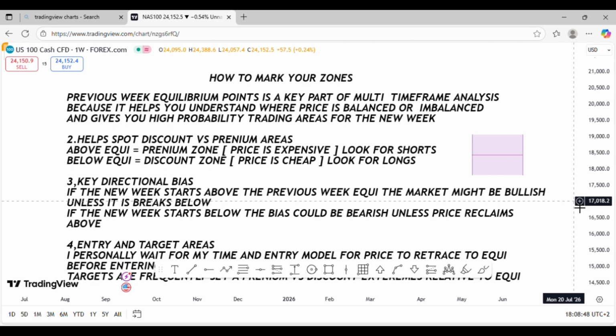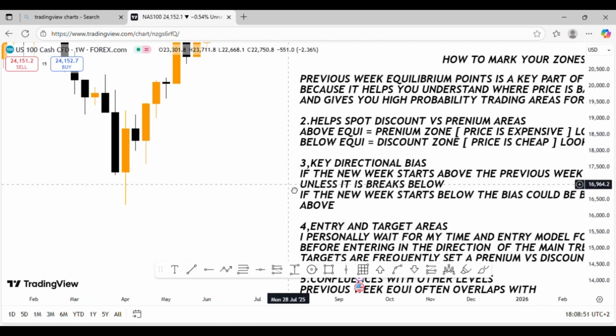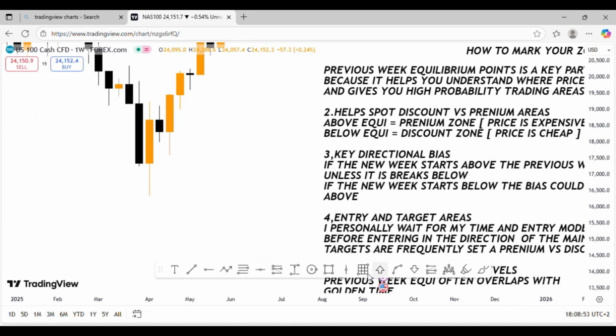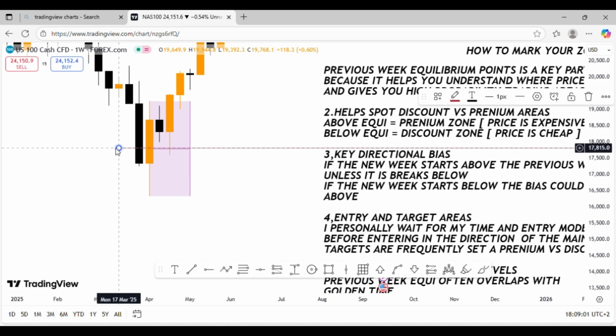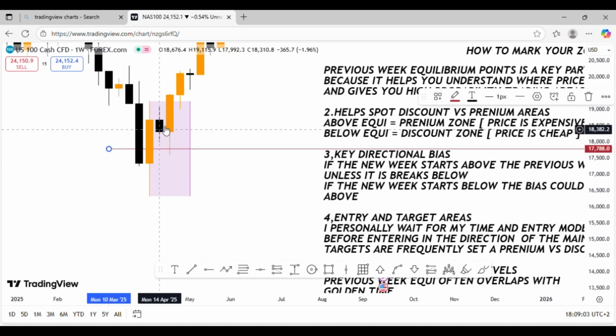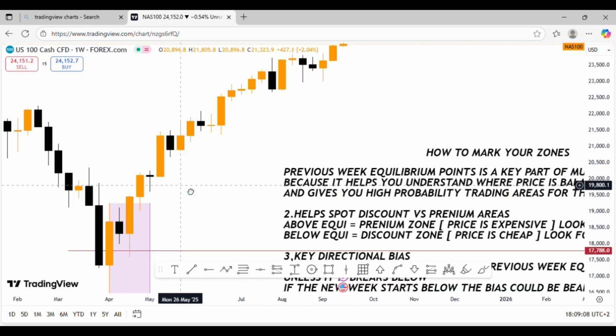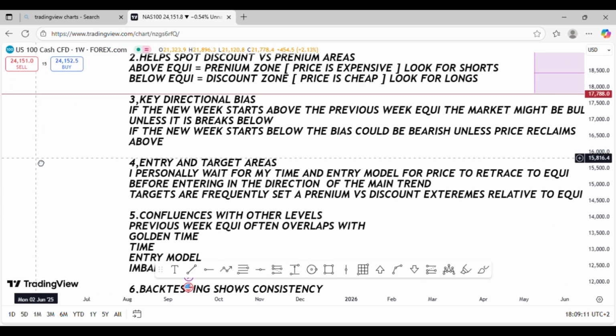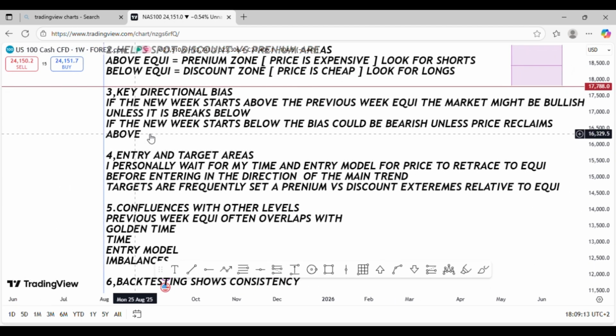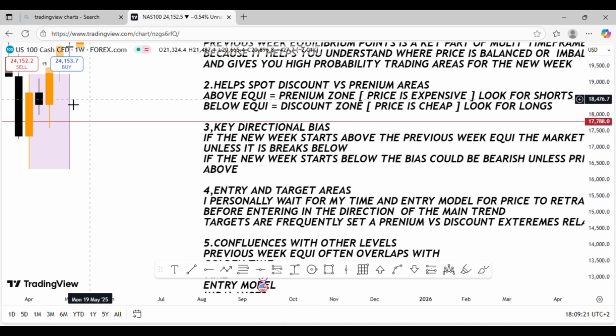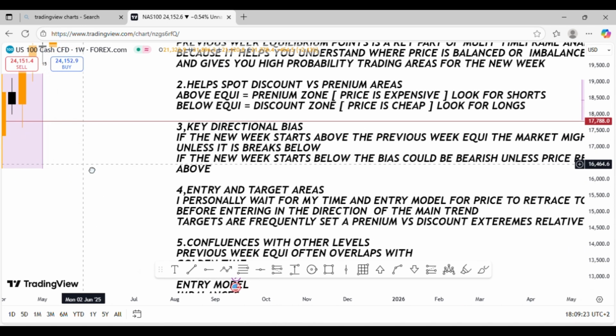You understand? So let's say for example, we have a previous week candle. This is the orange one here. We already can see that the equilibrium is here, guys, and we can see that the next week candle closed above. What makes you think the market will sell? No, the market needs to buy. You understand? So this is what I am explaining here. If the new week starts below, the bias could be bearish, but in this case the new week started way above, meaning the bias could be bullish.